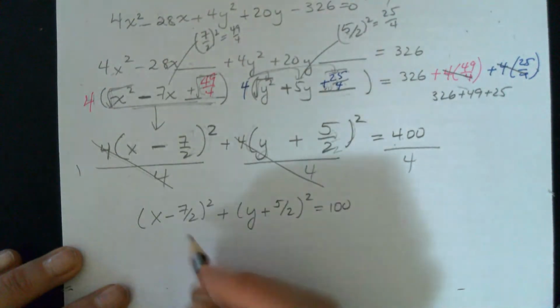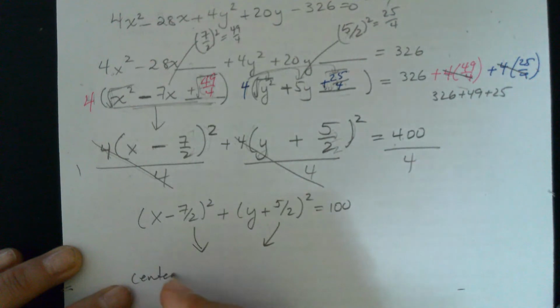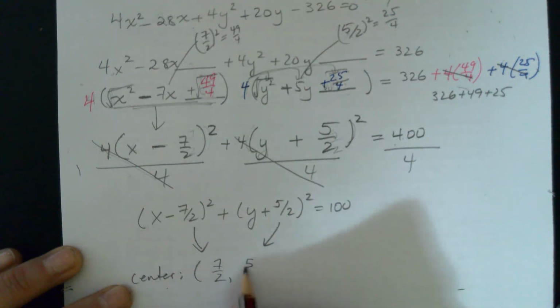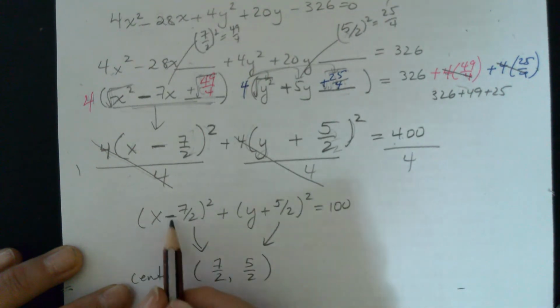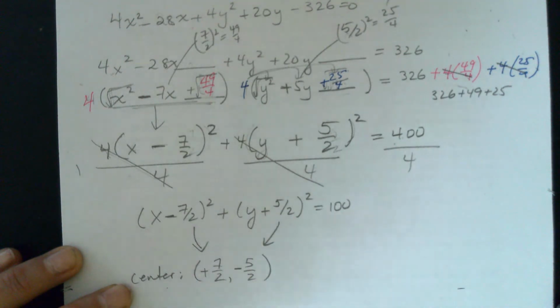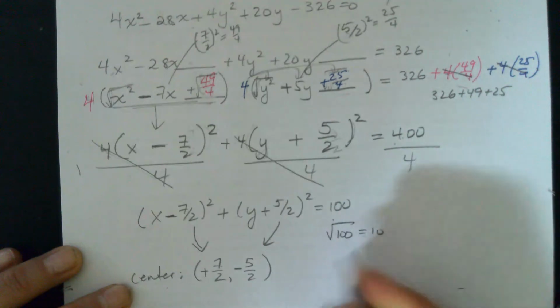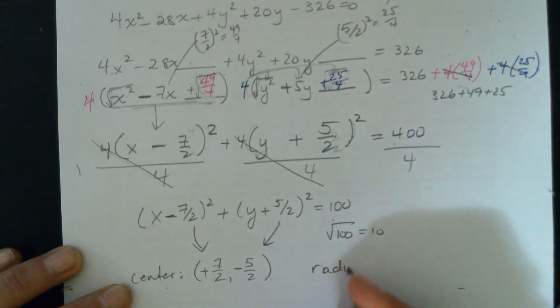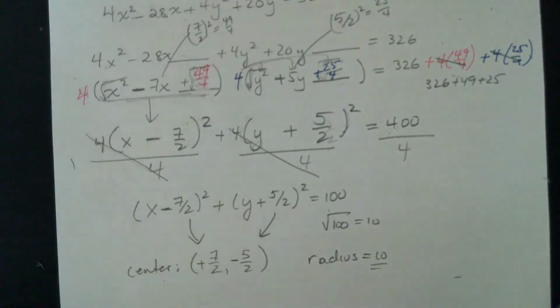So now this tells us the center of the circle. I take these numbers, but remember, I always have to take the opposite of whatever's here. So if this is minus, it's a plus, and if this is plus, it's a minus. This, I take the square root of it, and that gives me my radius. Okay, so now I know it's a circle with a radius 10.